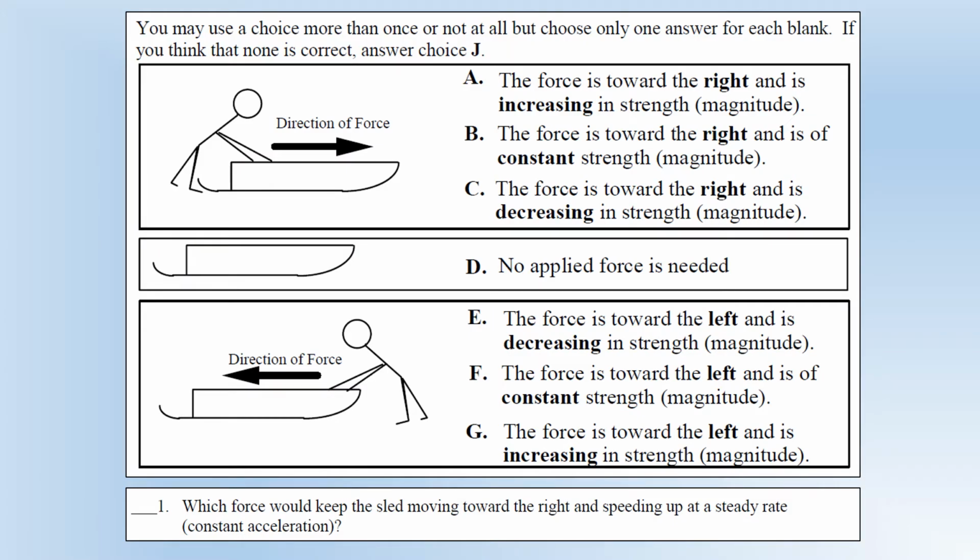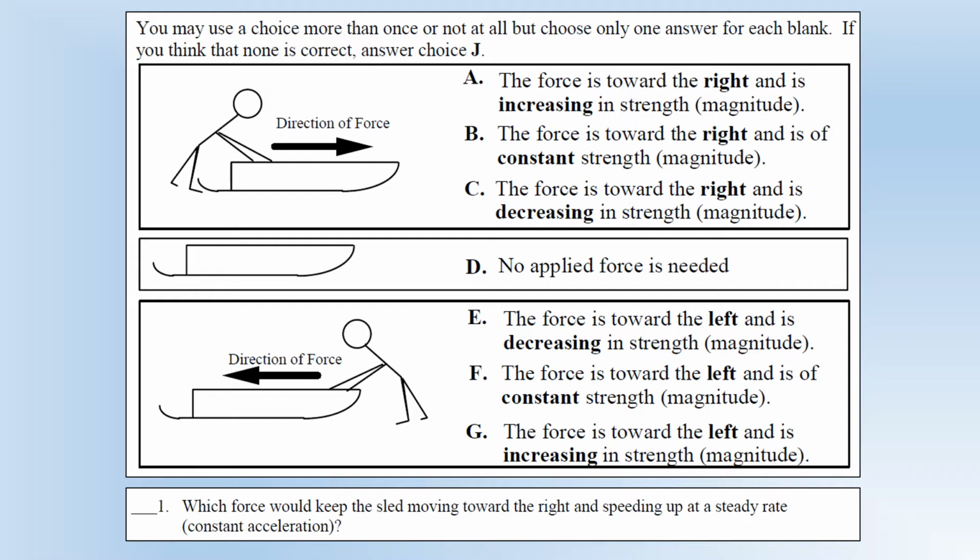Okay, so what I'm going to do is you've been given a series of force descriptions, and what you need to do is try and identify which description matches with the statement. So for the first one, which force would keep a sled moving towards the right and speeding up at a steady rate? And what we mean by speeding up at a steady rate is constant acceleration. So in this section of the assessment, you should assume that it's sliding on ice, so friction will be small, and it's traveling quite slowly, so air resistance can be ignored as well. So we're going to ignore all of those.